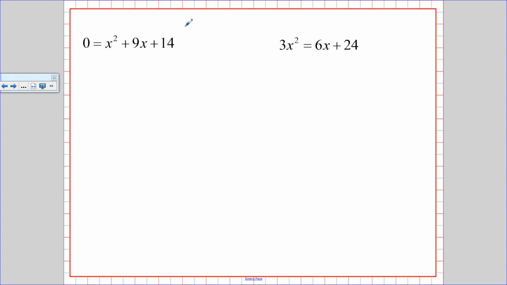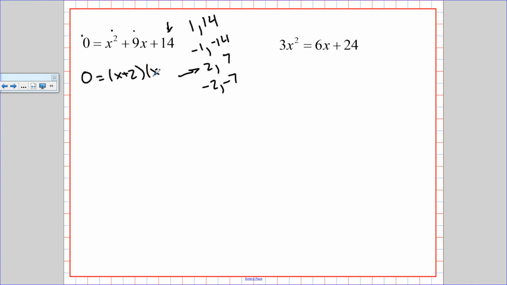Okay, so we've got an easy problem and a hard problem. For the easy problem, we're going to ask ourselves, is it in standard form? Yes, we have squareds, x's, numbers, zeros. By numbers, we mean constant terms like 14. So we say, what multiplies to this and adds to that? What multiplies to 14? Well, 1 and 14, negative 1 and negative 14, 2 and 7, and negative 2 and negative 7. Then we ask ourselves, which of those add to 9? Well, that would be 2 and 7. So we can write this as 0 equals x plus 2 times x plus 7.